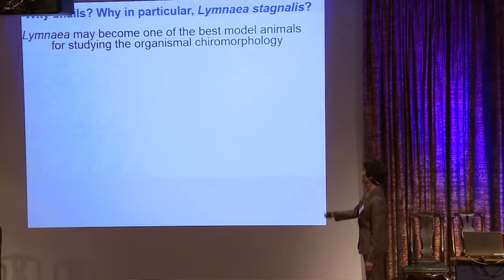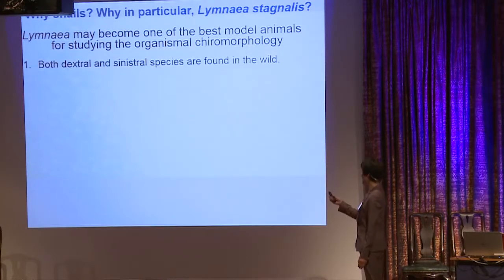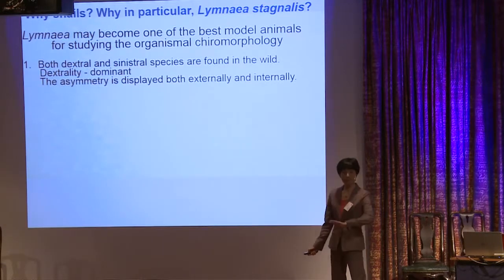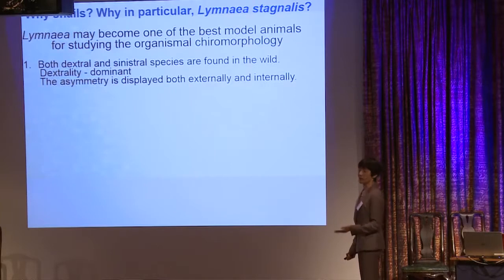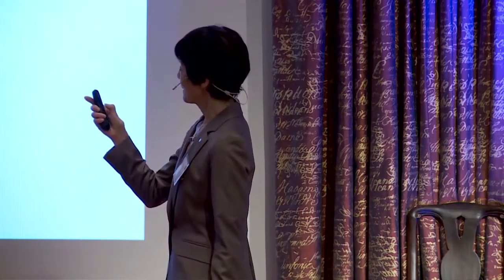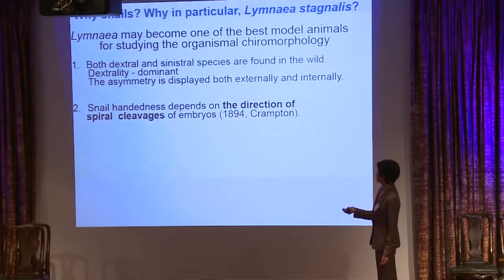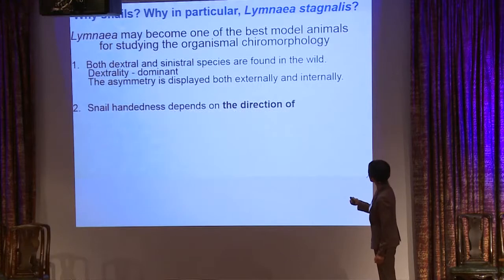But it's very interesting. Why? Both dextral and sinistral ones are found in the wild. I said snail or flatfish handedness is genetically determined, but normally you have only one side. In Lymnaea, you have dextral and sinistral in the wild, with 98% dextral. And another point: snail handedness depends on the direction of the spiral cleavage of embryos. That was determined in 1984.